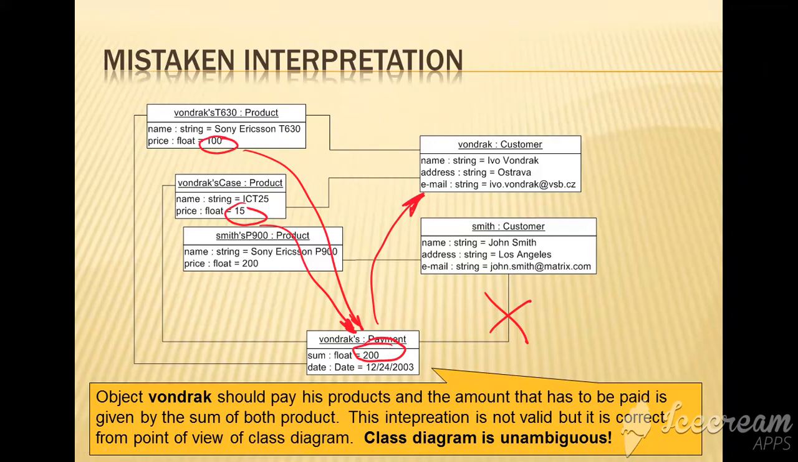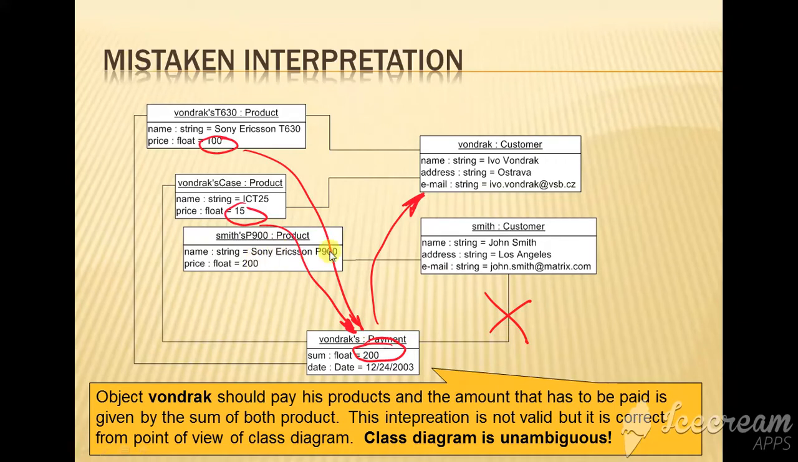Let us see now what we actually mistook here, or the interpretation we make in a class diagram. This class diagram is somewhat ambiguous, as we have seen previously. So the Vodrock is going to purchase two products. The first product costs 100 rupees and the second 15 rupees, and the addition of these should be 115. So it has to be 115, but it is going to be 200.